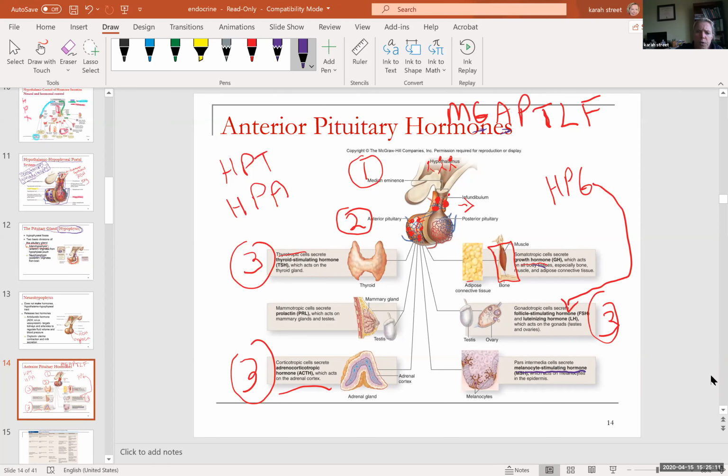A stands for adrenocorticotropic hormone, a horrendously long name. We abbreviate that as ACTH, and ACTH is going to target the adrenal cortex, not the adrenal medulla, the adrenal cortex. And we will again focus on that more when we get to our renal section, our kidneys.